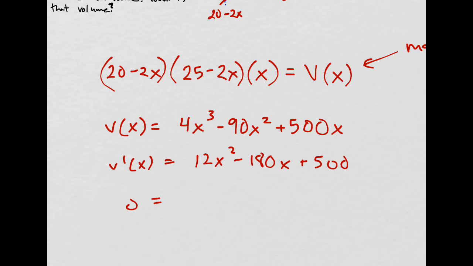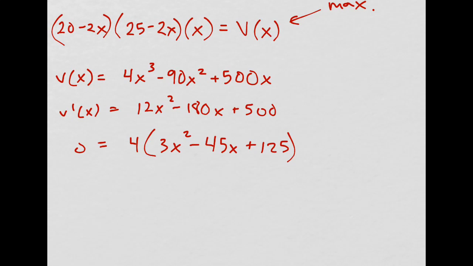So 0, and then I guess I can try and factor. Can I divide by 12? I can't divide 500 by 12. Can I divide by 4? Yes, I can. So I'll factor out a 4. That would be 3x squared minus, what's 180 divided by 4? 45x plus 125. Whoops, I missed some. Oh, no, I took the derivative.